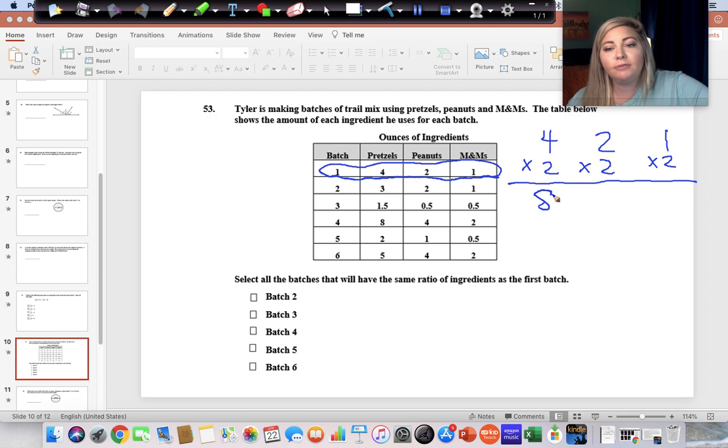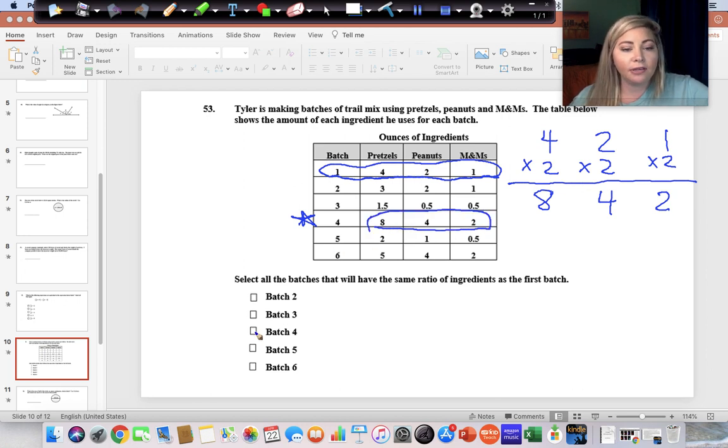4 times 2 gives me 8. 2 times 2 gives me 4. 1 times 2 gives me 2. 8, 4, 2. Let's see if there's anything that says 8, 4, 2 here. And yep, batch 4 says 8, 4, 2. Okay, so batch 4 is equivalent.